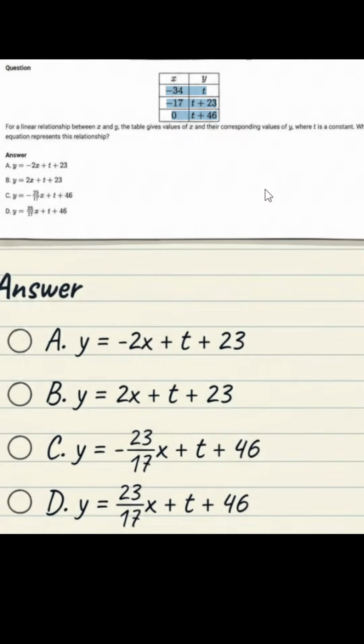So these are the three points given: x as minus 34, y as t; x as minus 17, y as t plus 23; x as 0, and y as t plus 46. So these three are the coordinates, and we have four options where we have to see which one is the correct relationship between y and x. So we can derive the equation of this line by using the slope and 1 point. We are given 3 points, so we can find the slope between any 2 points. So let us try to attempt it.